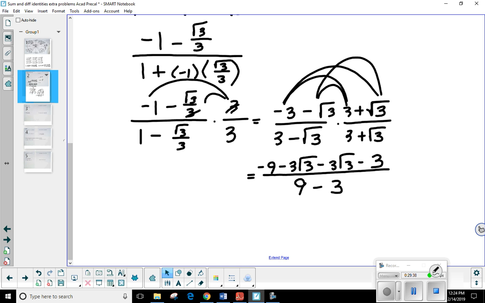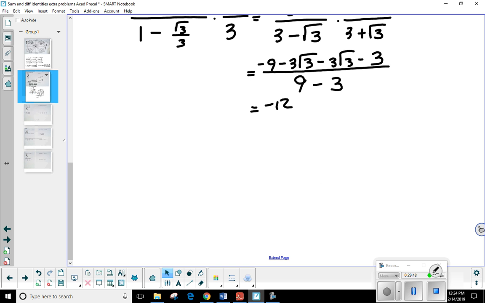So up here, what's a negative 9 minus 12? Did I say it? What's a negative 9 minus 3? Negative 12. Yeah, I'm getting ahead of myself. There you go. Negative 6 square root of 3. Think of the radical as a variable. Okay? All over 6. Okay. Is there anything else that can be done?